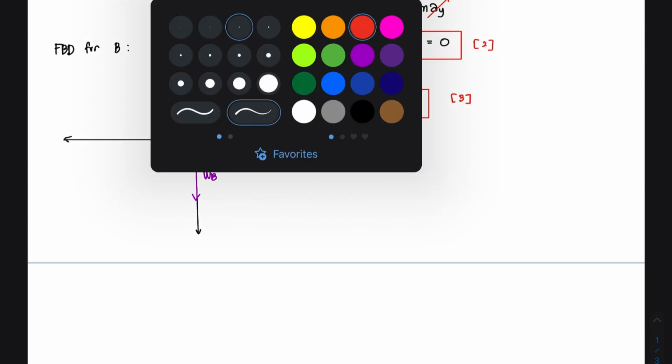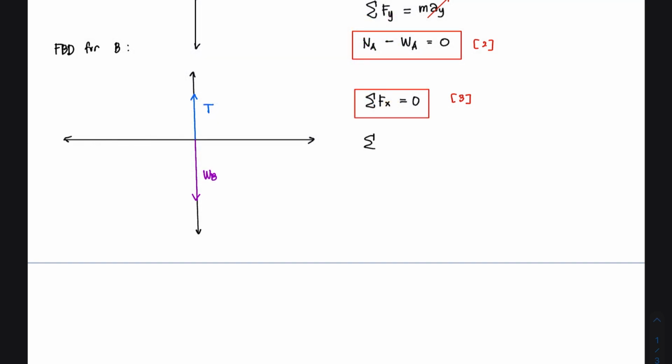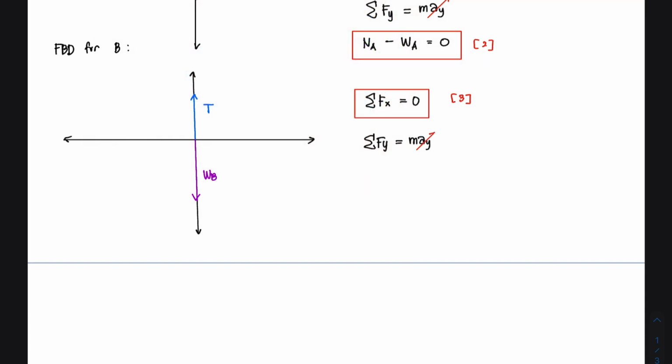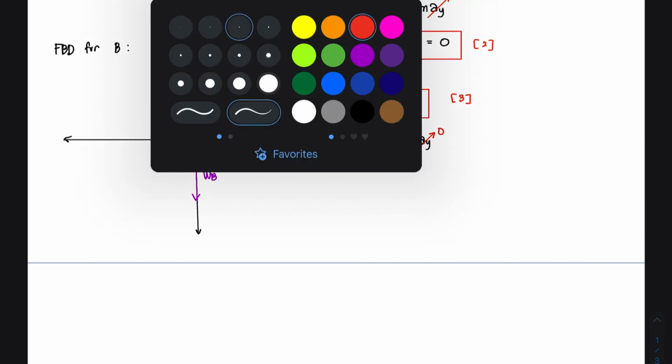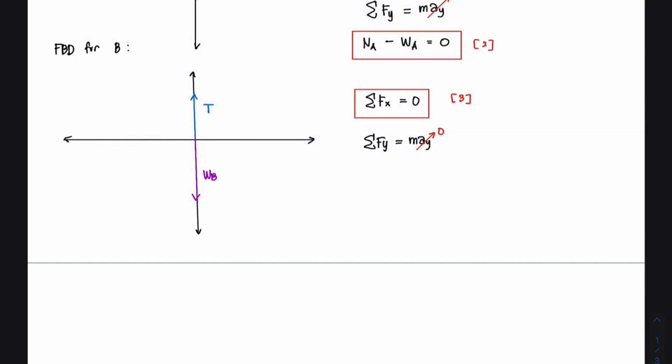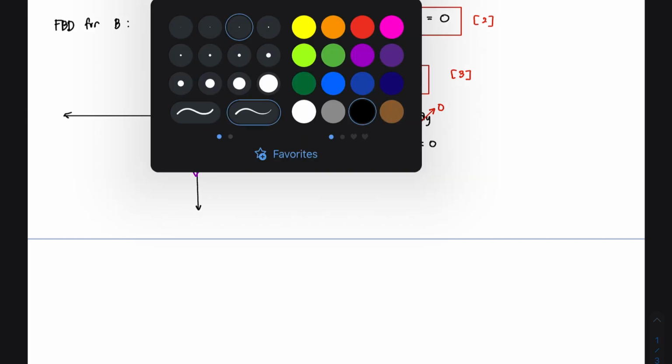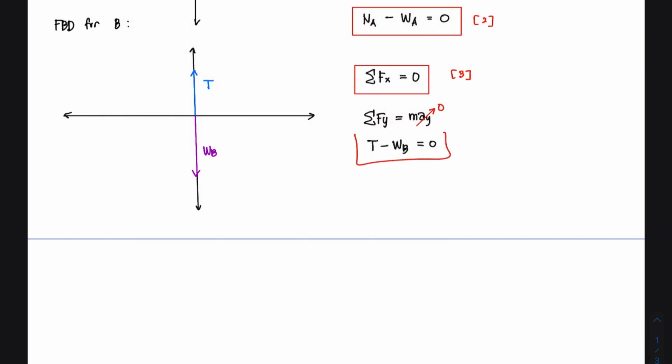Now, for the summation of forces along Y, in this case, is equal to ma sub y. Now, there is no acceleration again along Y, since it's moving at a constant velocity. Then the forces along Y, let's start from the positive y-axis. We have the positive tension minus the weight of B, that is just equal to 0. So this is then our fourth equation, equation 4.